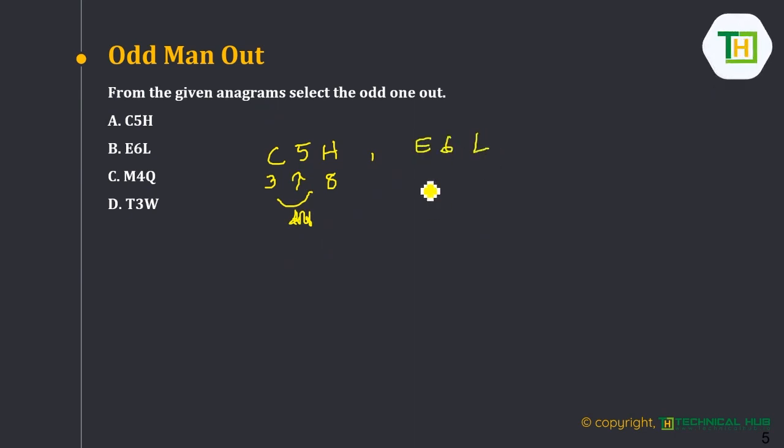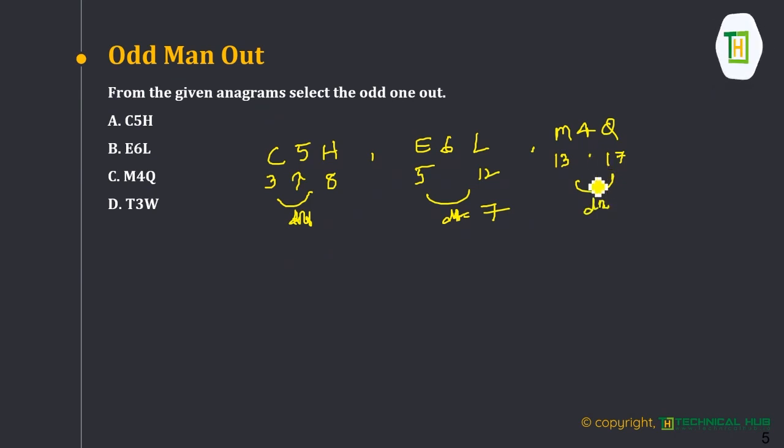E6L: E is 5, L is 12. The difference in this case is 7, but here it is given as 6. Go for the third option, M4Q: M is 13, Q is 17, the difference is 4. Yes. Go for the last option, T3W: T is 20, W is 23, so the difference is 3.